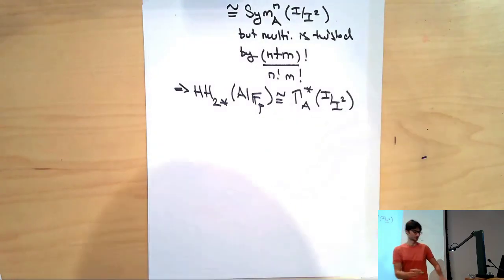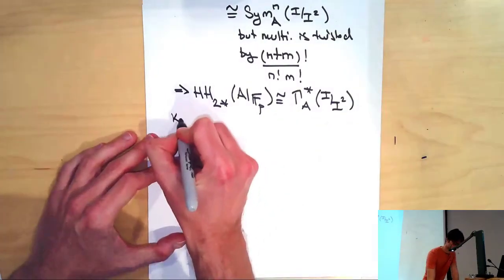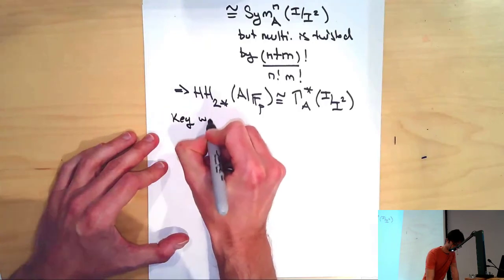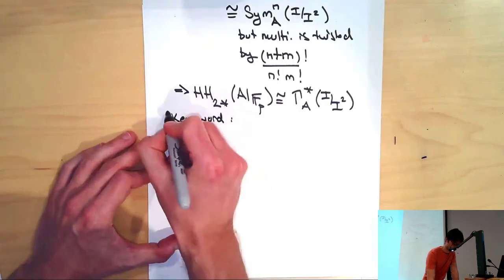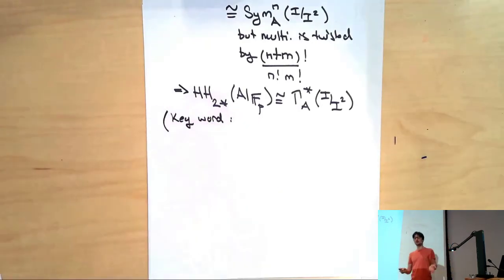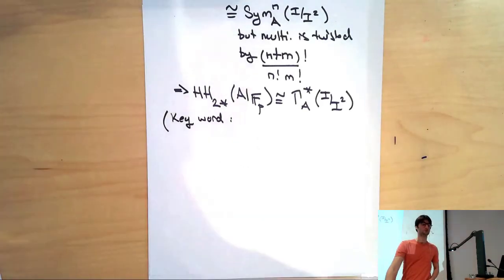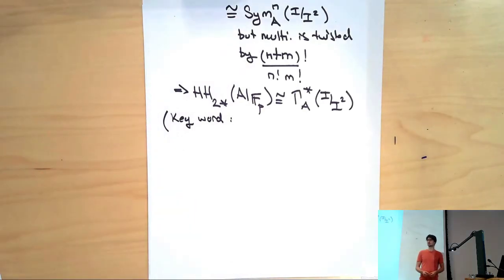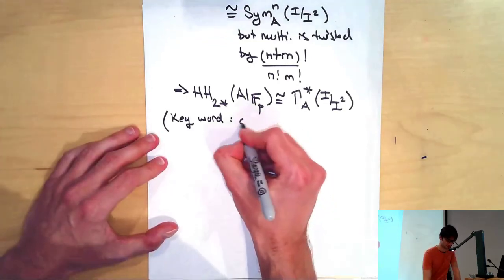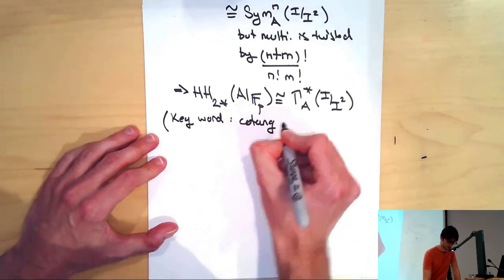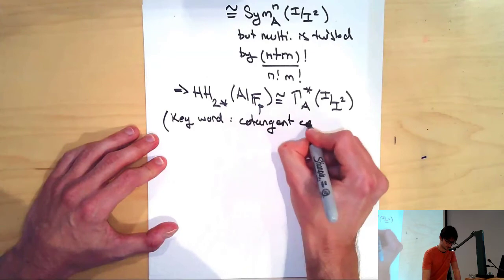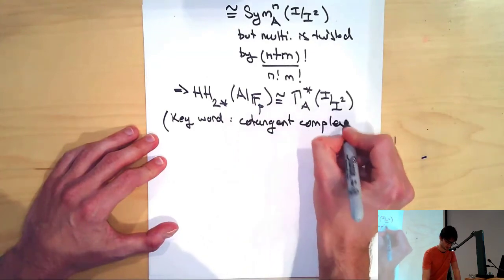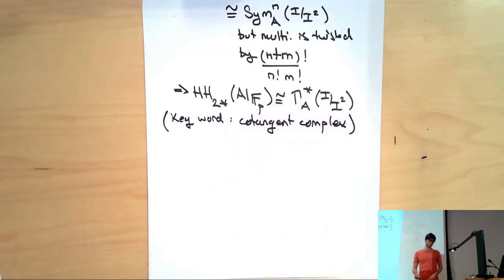So here's the key word. What was the question? The question is: is it obvious that I mod I squared does not depend on the way in which we've chosen to present A as a perfect ring modulo a regular sequence? And the answer is not quite no. So let me write down the key word.